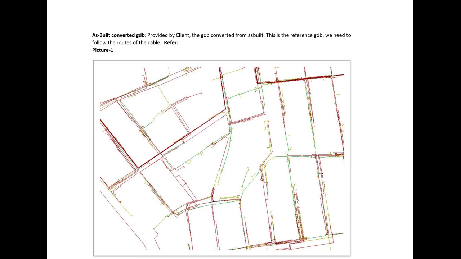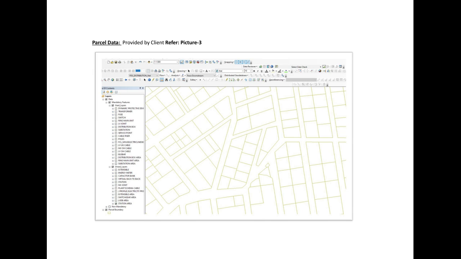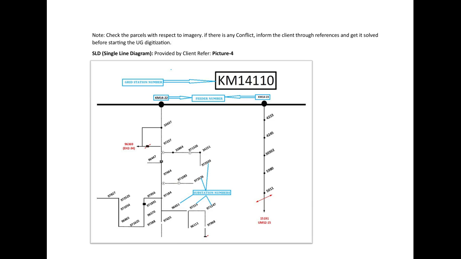Satellite imagery, use the ESRI basemap, refer to Picture 1. Parcel data, provided by the client, refer to Picture 2. Refer to Picture 3. Note, check the parcels with respect to the imagery. If there is any conflict, inform the client through references and get it solved before starting the UG digitization. SLD, single line diagram, provided by the client. Refer to Picture 4.